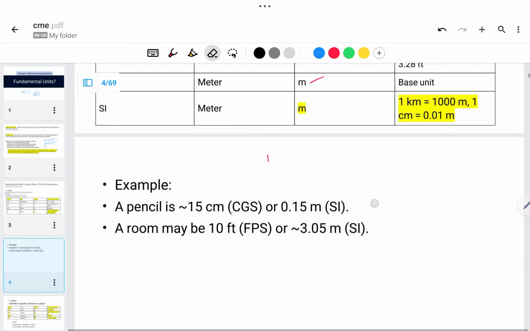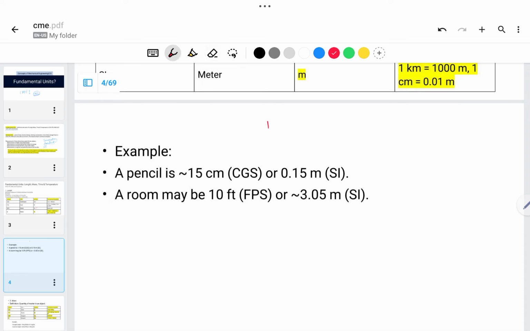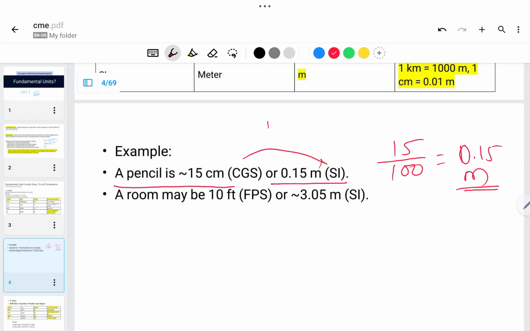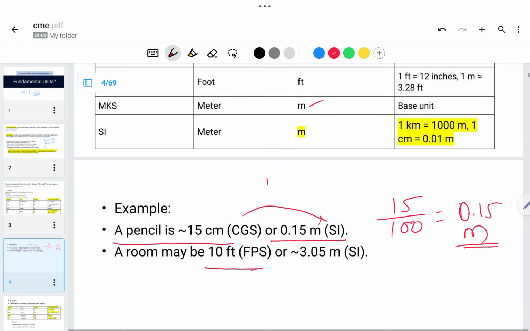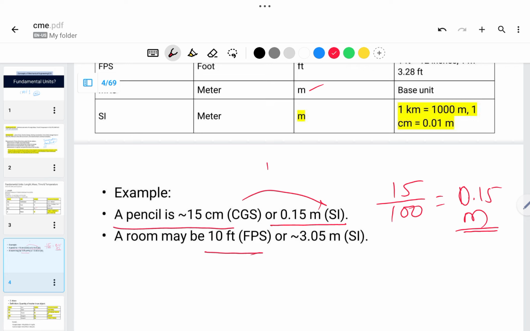Okay, next moving to the next example, you can see here the measurement of the pencil. It is 15 centimeter in CGS, and in SI, the standard, it will be 0.15 meter. Here it becomes 15 divided by 100, which is 0.15, and the unit will be meter. So you have to divide by 100 to convert to the international standard, that is meter. Similarly, when you want to convert feet, you have to divide by 12 inches.